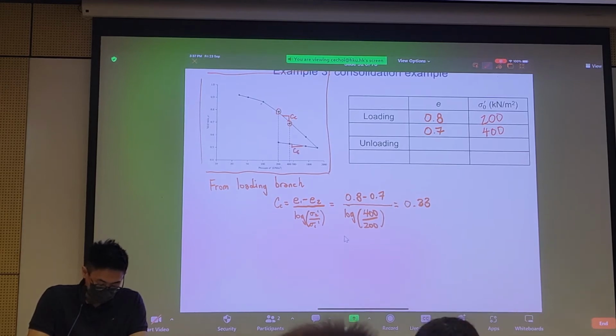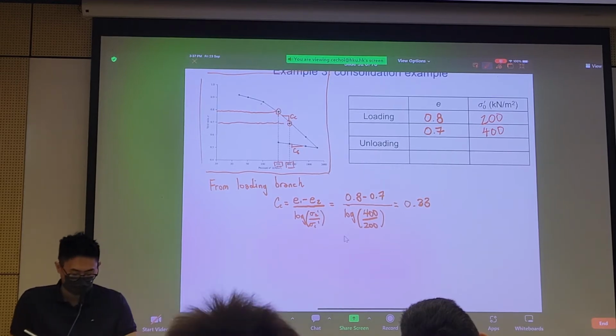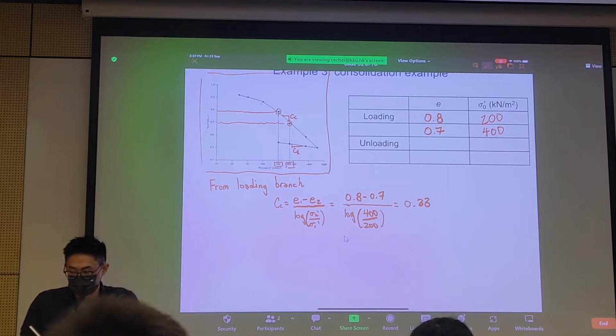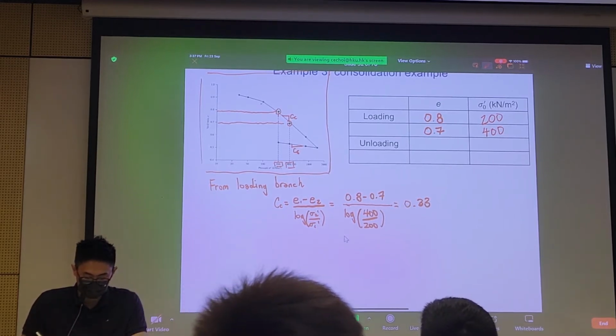And we can just extrapolate down. Let's say we have 200, and then we have 400, and you can go over here, and you can get 0.8, 0.7. So you're calculating the slope, nothing too sophisticated at this point. So we know our compression index is 0.33, and how about for the CS value?